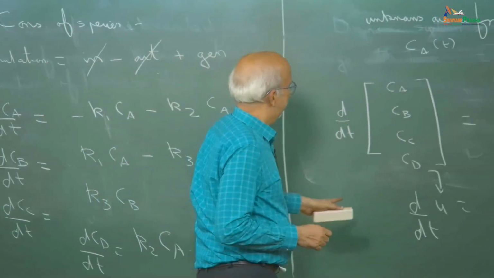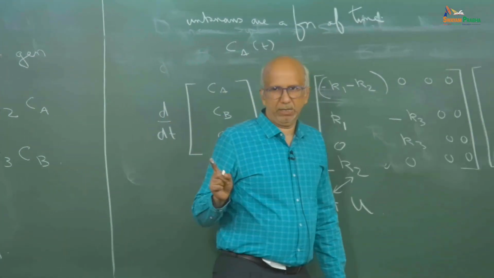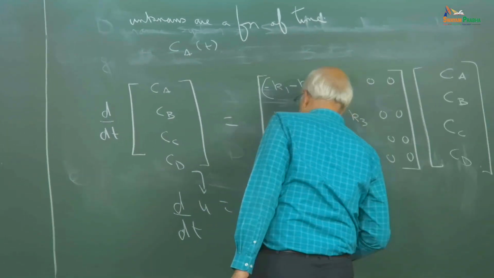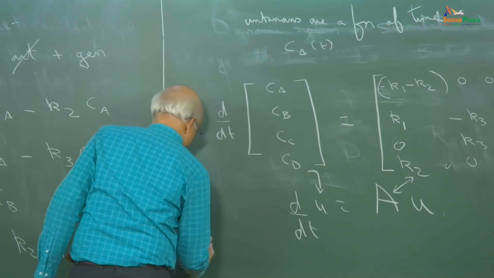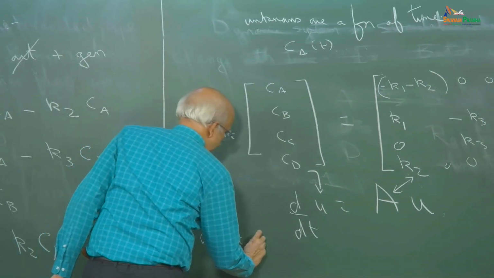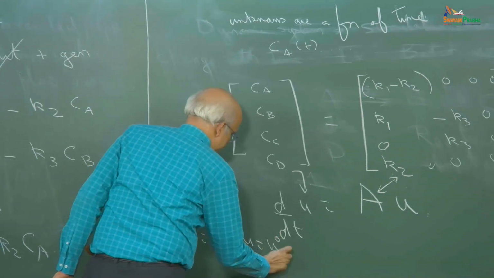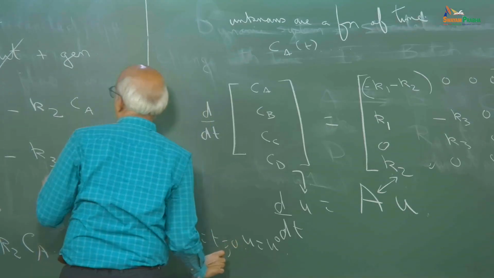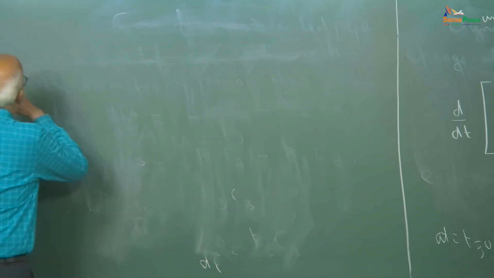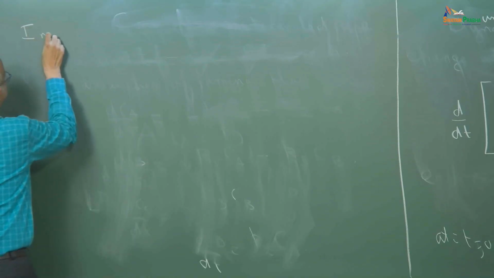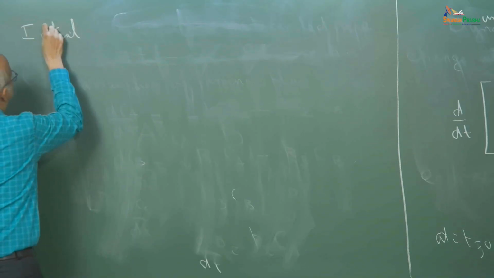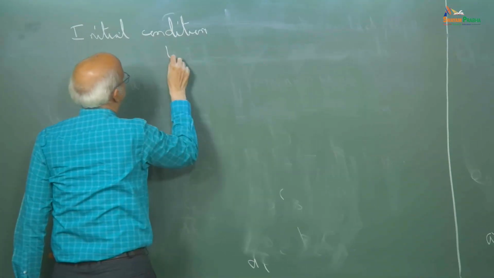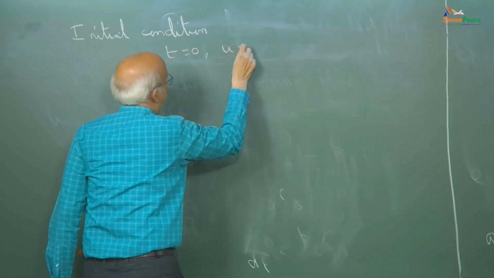So now in order to solve the system of equations you need to have an initial condition, which I have to specify at t equal to 0, u equals some u naught. So now this is the initial condition: at t equal to 0, u equals u naught.